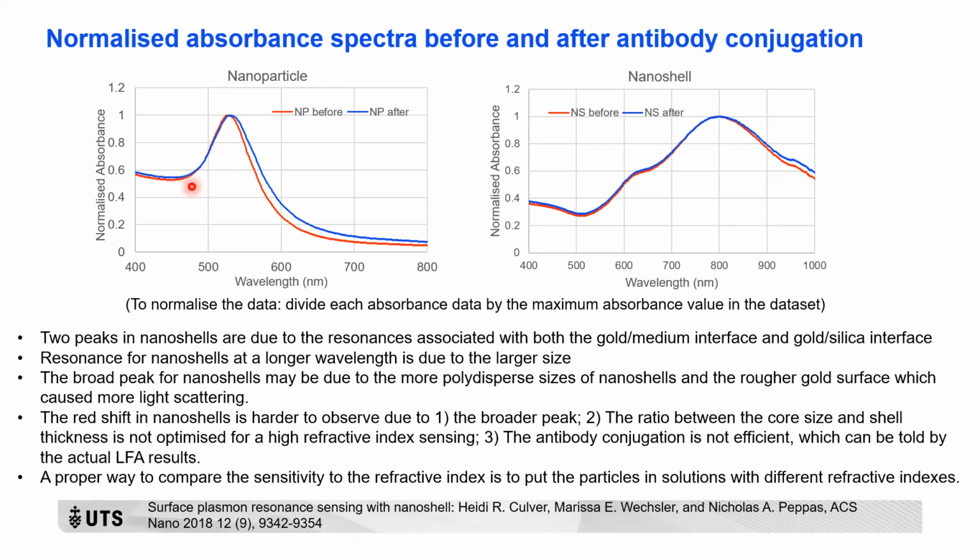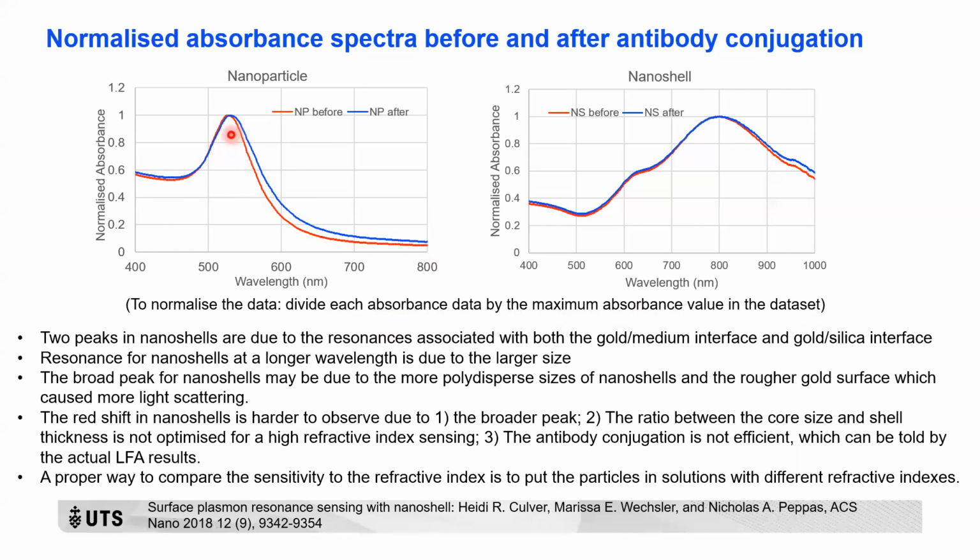So if you plot it by a normalized spectra, how I normalize is that I first find the maximum absorbance value in the whole data set, and then I divide each absorbance data by this maximum absorbance value. Then I can plot it, and you see that both curves are located from 0 to 1. Okay, so in this case you can have a better comparison before and after the conjugation.